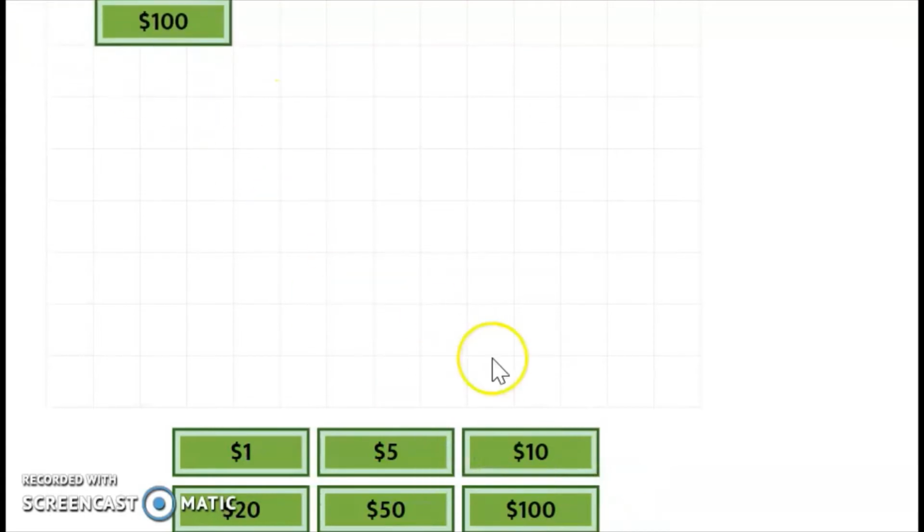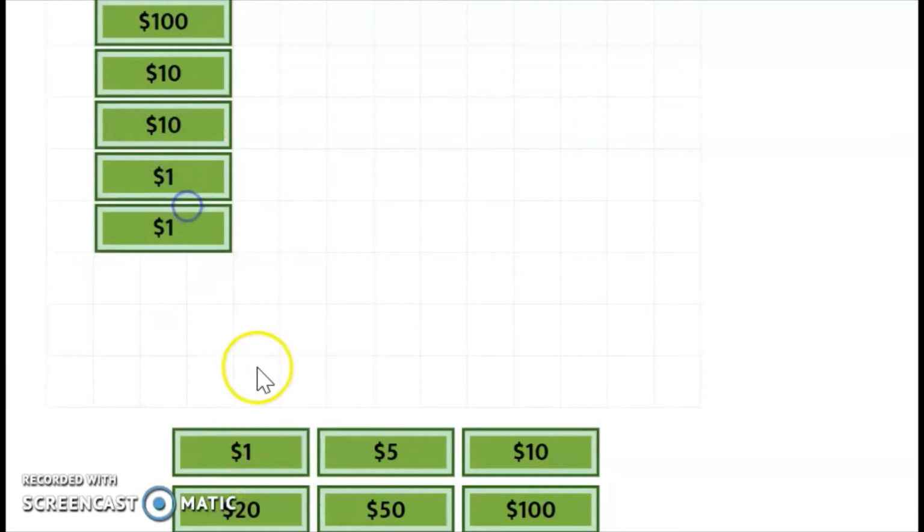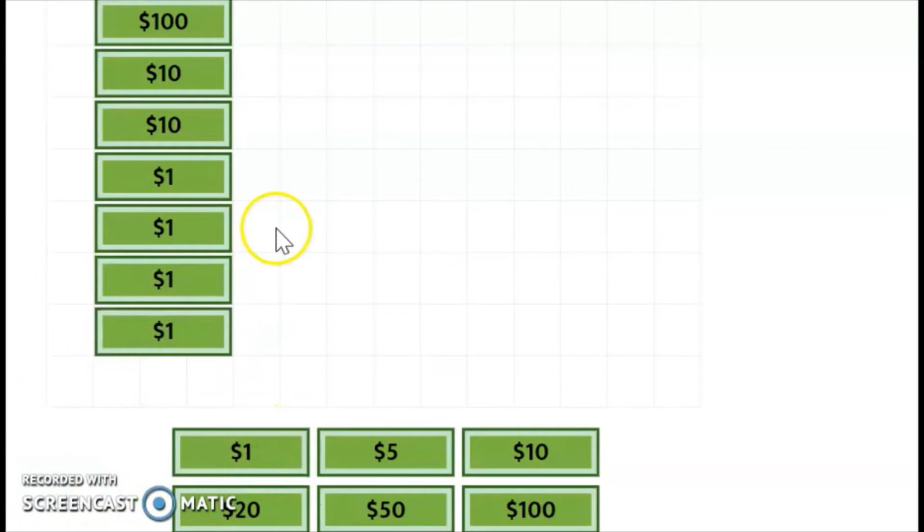Now we're at 100, and remember, we're going all the way to $124. We're almost there. We have one $100 here. Let's add a 10 to get to 110, 120, 121, 122, 123, 124. We cannot combine any more, and we are not using the $20 or the $50 bills because they are not in the place value chart.